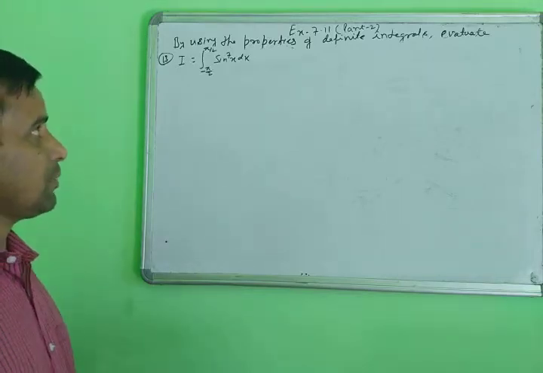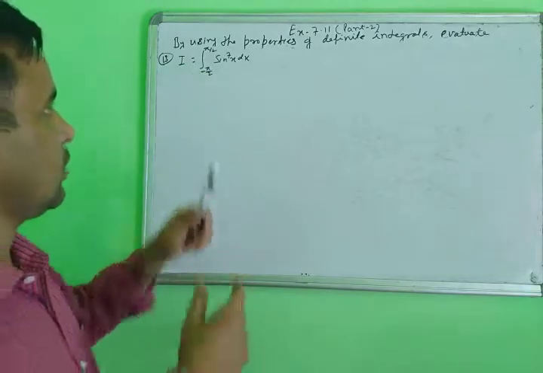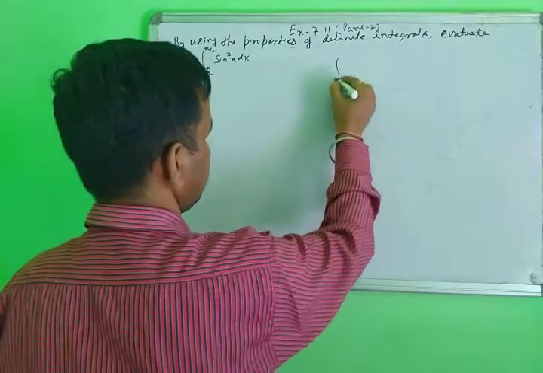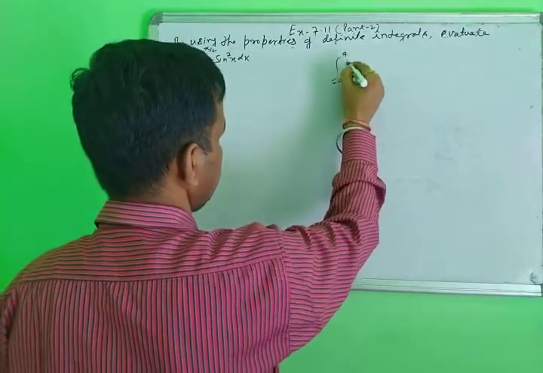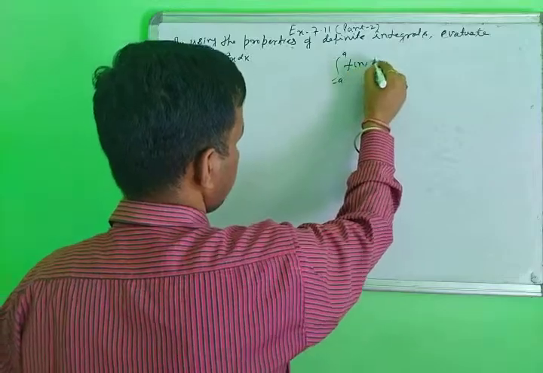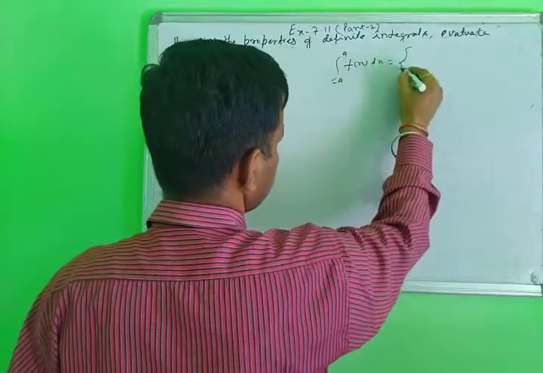First of all, what is the property of even and odd? According to this property, the integral from minus a to plus a of f(x) dx. Here there are two types of functions.